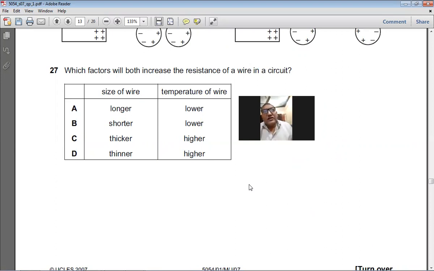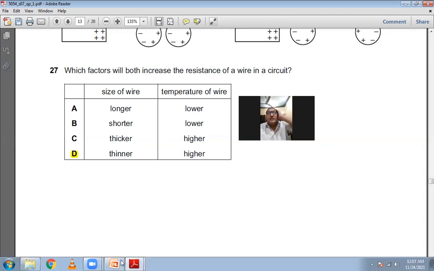The wire longer, temperature lower, that is wrong because the temperature should go higher. The size of the wire shorter and the temperature lower, no. The size of the wire thick and the temperature higher, no. The wire cannot be thicker because we want a higher resistance, sorry, I said lower resistance. So the thin wire with the higher temperature, yes, thin wire and higher temperature. So I think B is the best option, sir.